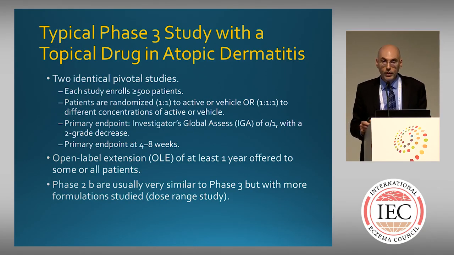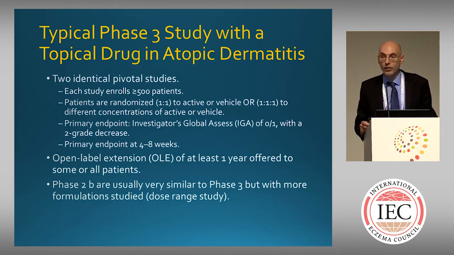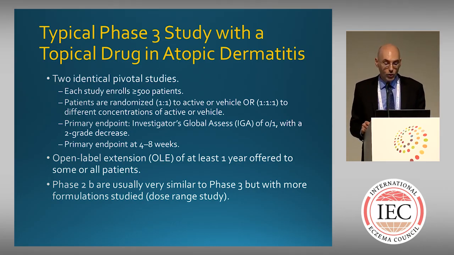So phase 3 trials, what they look like: typically 2 pivotal trials, hundreds of patients, usually more than 500, randomized 1-to-1, active versus vehicle. Sometimes you see designs with 2 different concentrations. Primary endpoint is usually IGA 0/1 and a 2-grade decrease. This is what the regulators want, specifically FDA.